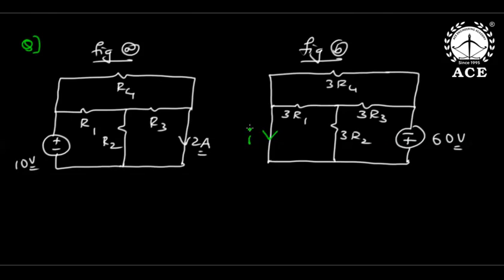Okay, see now everybody. 10 volts is giving 2. Now listen carefully, sir. If 10 volts is giving 2, now if I triple all the resistance, then the current also becomes 1 by 3. Yes or no? Now if 10 is giving 2 by 3 here, then this side 10 will give this side 2 by 3.